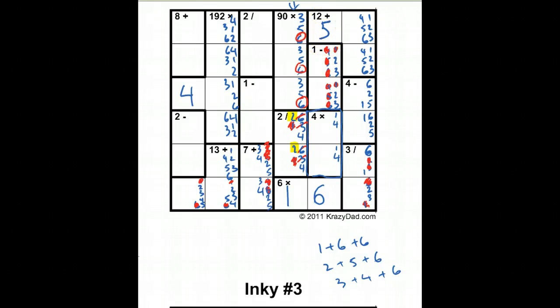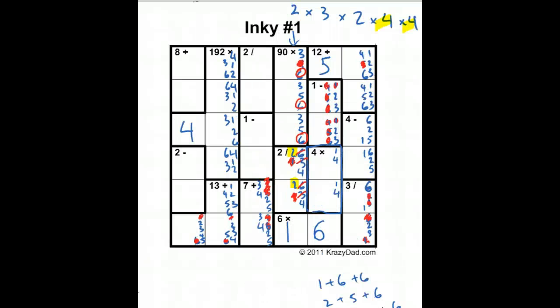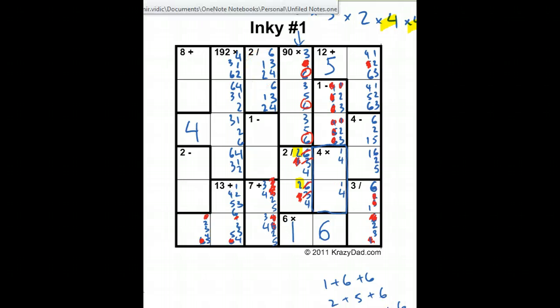Okay, that 5 eliminates this 5 and eliminates this 5 over here, but it doesn't help me eliminate any other numbers because all the other options still work. Okay, let's go ahead and fill out some of the other cages. All right, here I have a 2, so I can go 6 divided by 3, or I can go 4 divided by 2, or I can go 2 divided by 1.